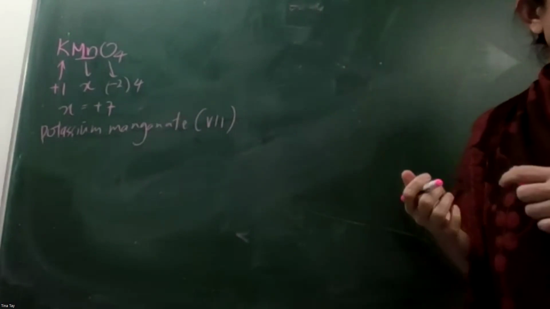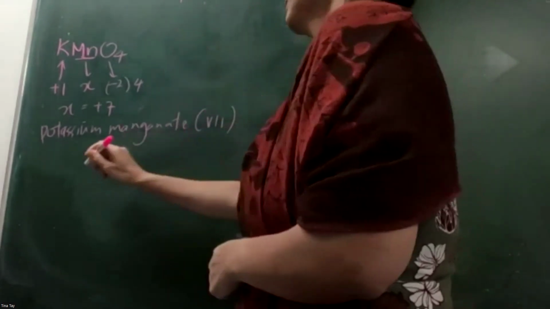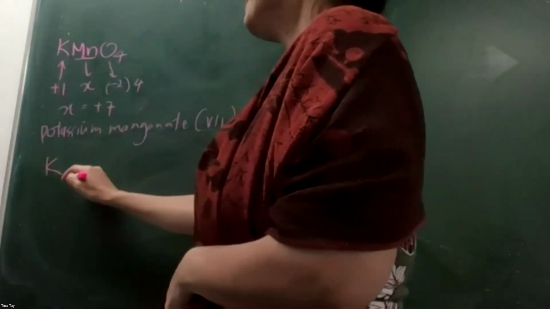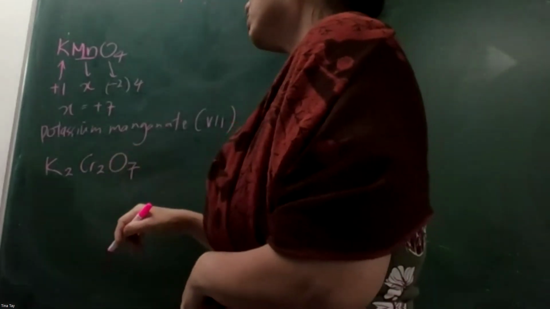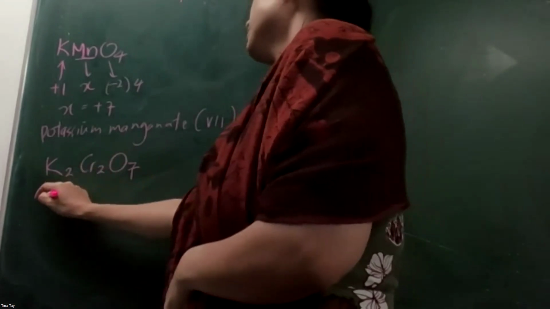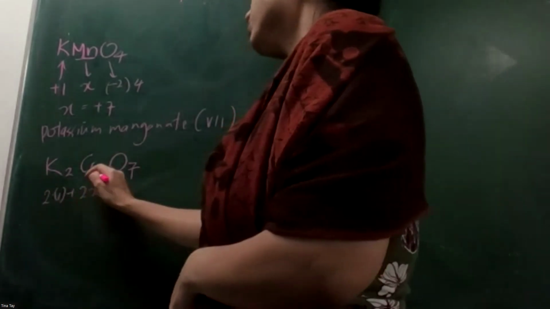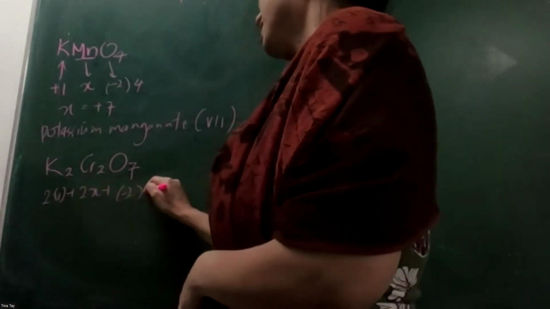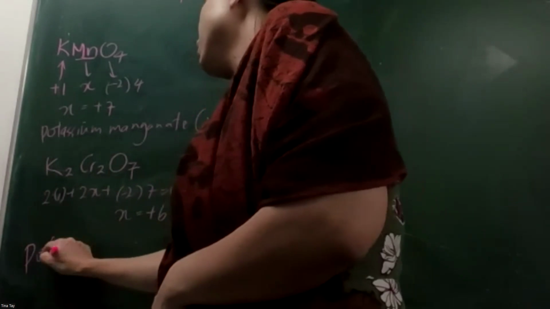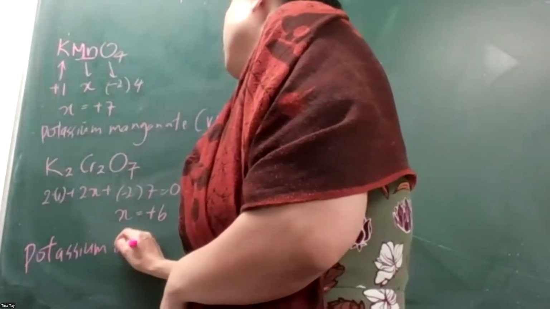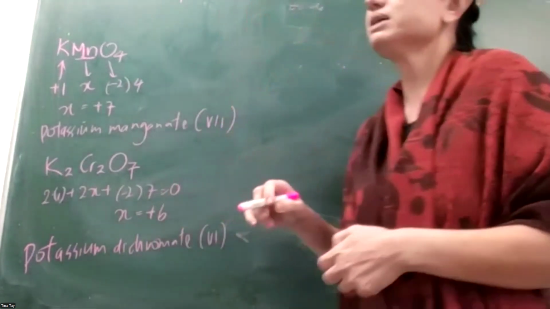I'm teaching you the name now. Potassium manganate 7, for group 7, right? No, it's oxidation number. This is transition metal. If it's not transition metal, no need to write. Next, K2Cr2O7. So 2 times 1 plus 2x, for 2 chromium, plus negative 2 times 7 equals 0. X equals to positive 6. So this is called potassium dichromate 6, correct?